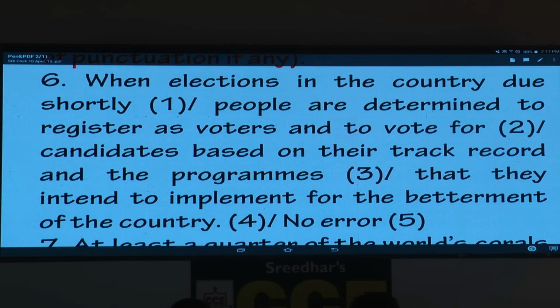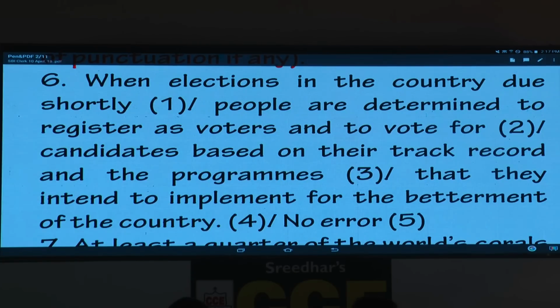Now, when elections in the country due shortly, do you see any error here? People are determined to register as voters and to vote for candidates based on their track record and the programs that they intend to implement for the betterment of the country. Now, where do you think the error is? The first part, what is the error?